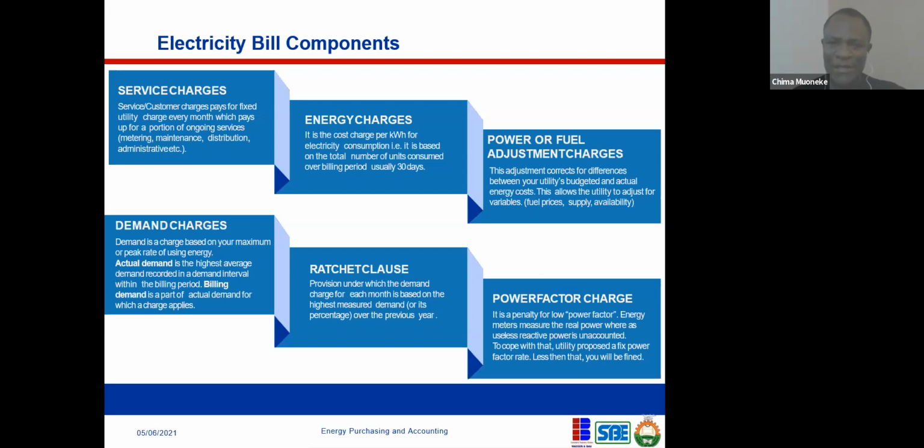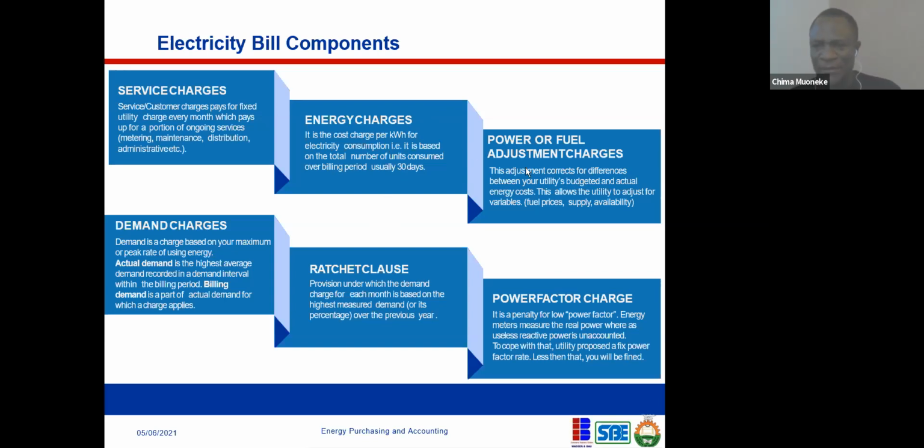So I'm talking about the energy charge. It is the cost per kilowatt hour for electricity consumption, based on the total number of units consumed over a billing period, usually 30 days. This is a monthly billing. On your energy bill, you're going to see the energy charge and the quantity of electricity that you consume per kilowatt hour. You multiply this consumption by the unit cost to get your energy charge. If there are other components, you also need to calculate them. We'll go into some of those calculations shortly, but I just needed to explain this.